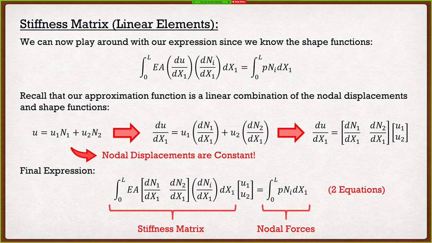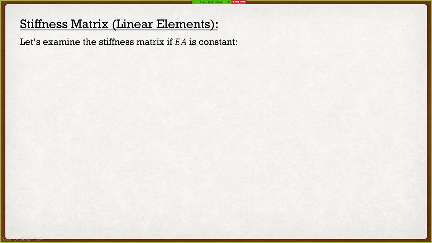Now, this is where I'm so proud of you guys. The reason why is because we have ni right here. So what this means is that we do this equation once for n1, and then we do this exact same equation a second time for n2. And we're going to talk about that. So let's actually examine this stiffness matrix if EA is constant.